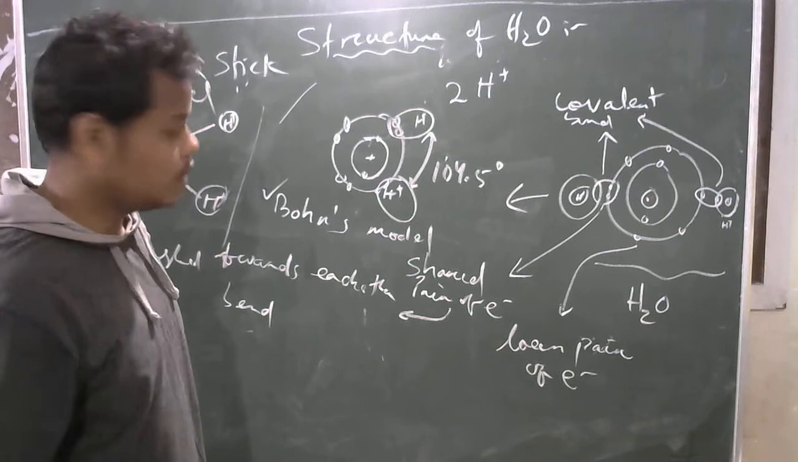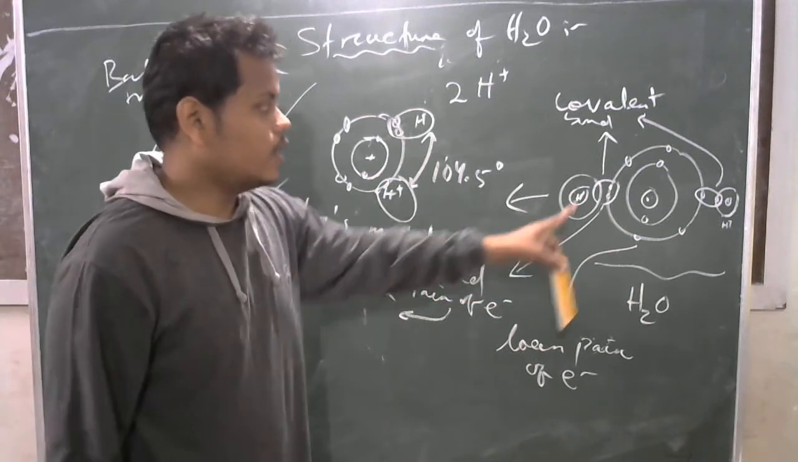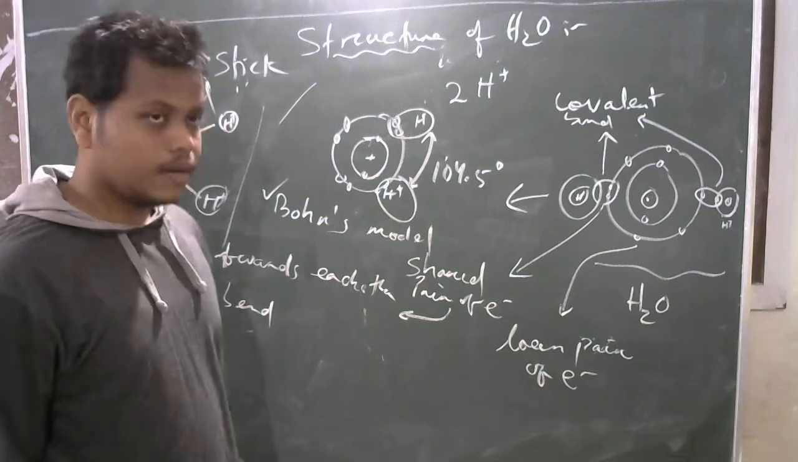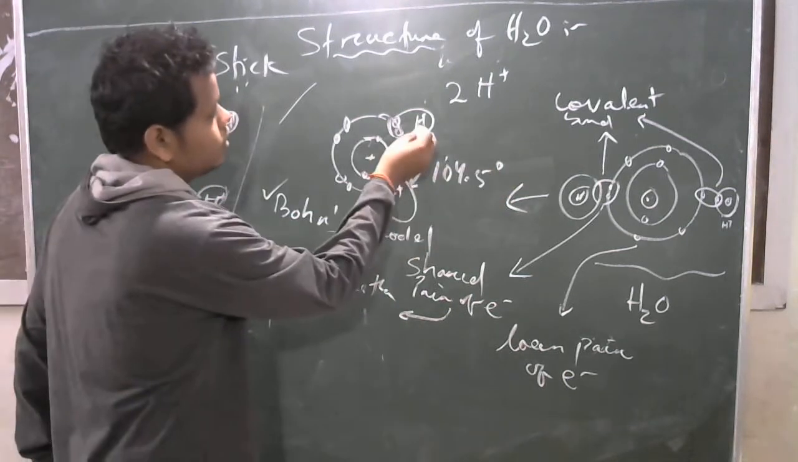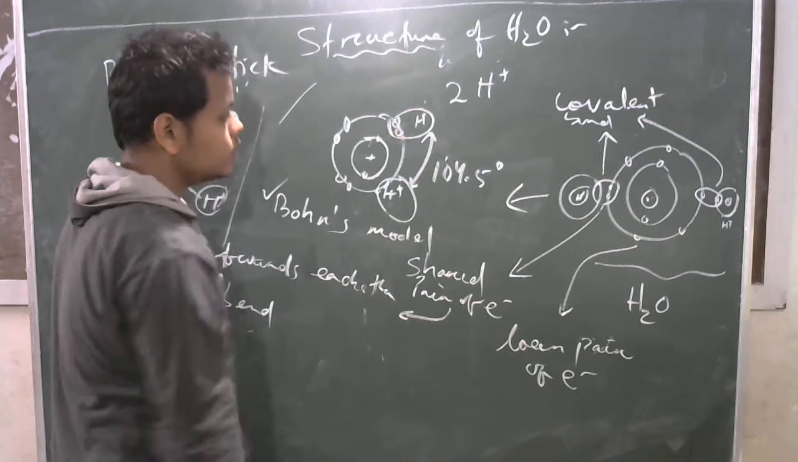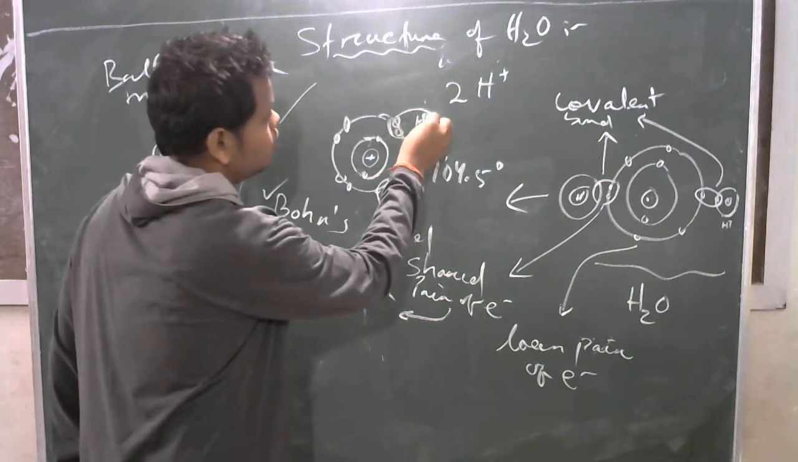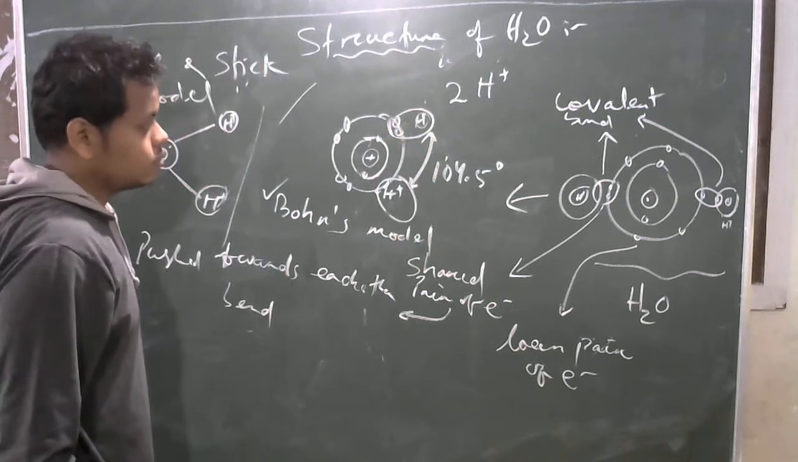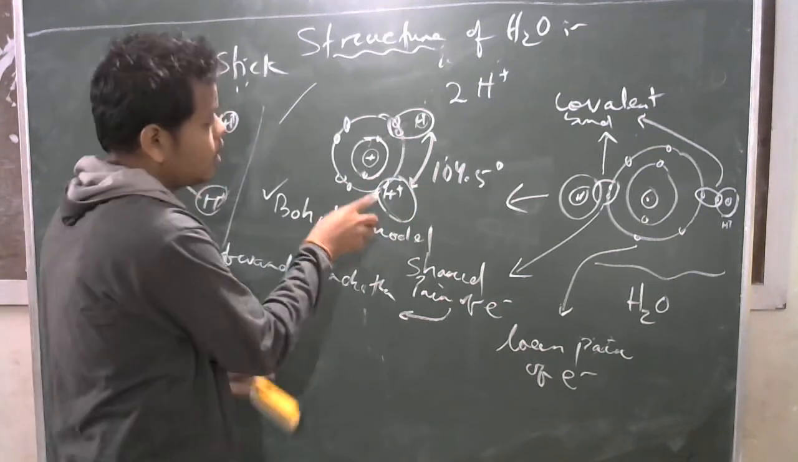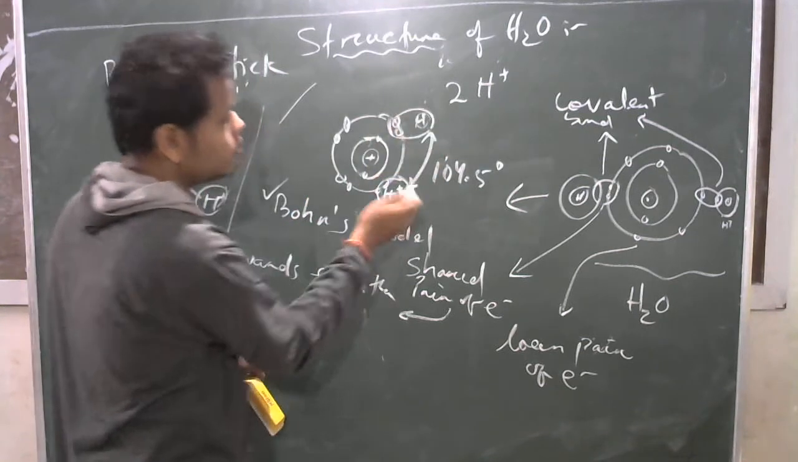Another thing I want to say, these shared pairs of electrons are pushed towards each other, that's why the structure of the water molecule is bent. Next, the covalent bonds are present nearer to the nucleus of oxygen as compared to the nucleus of hydrogen. Try to understand: the covalent bonds in the water molecule are present nearer to the nucleus of oxygen as compared to the nucleus of hydrogen.